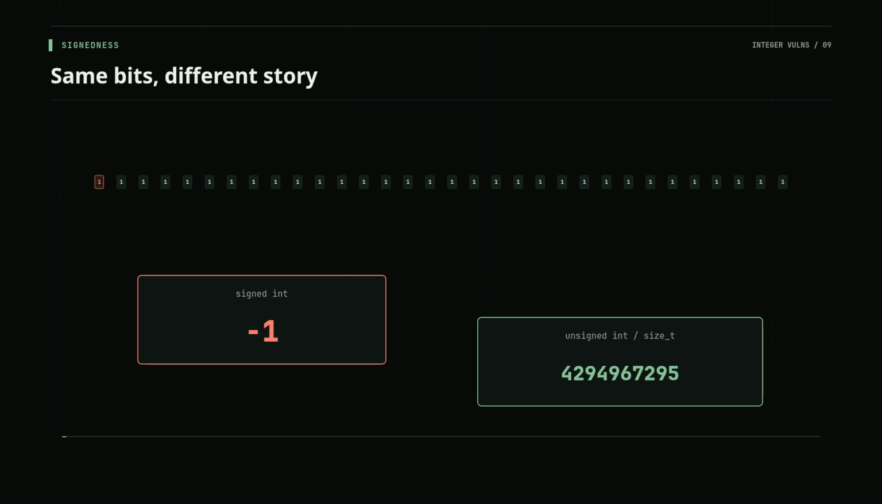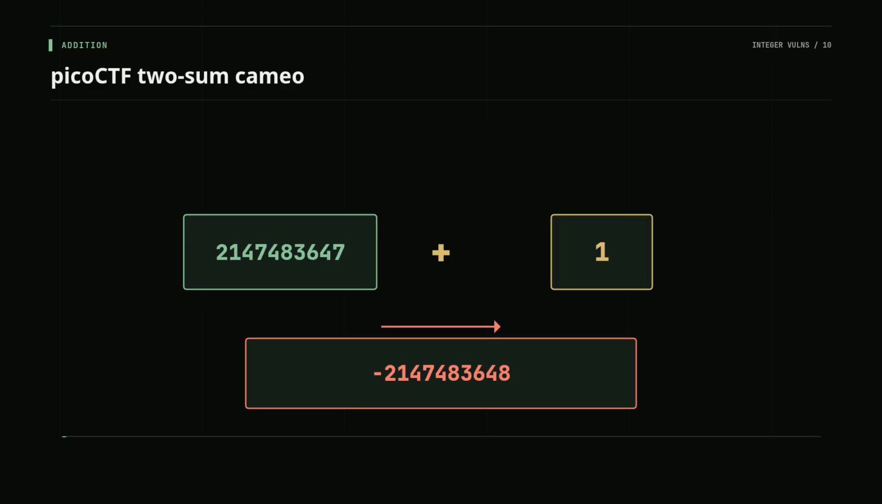Now we widen the lens. Signedness bugs happen when the same bits are read with different rules. Take 0xFFFFFFFF. As unsigned, it is 4,294,967,295. As signed 32-bit two's complement, it is -1. Same bits, different story. That is why signedness bugs feel haunted. The value did not change, the reader changed. Multiplication is not special. Addition can do the same thing.